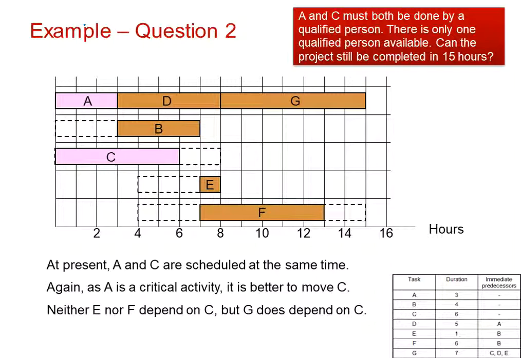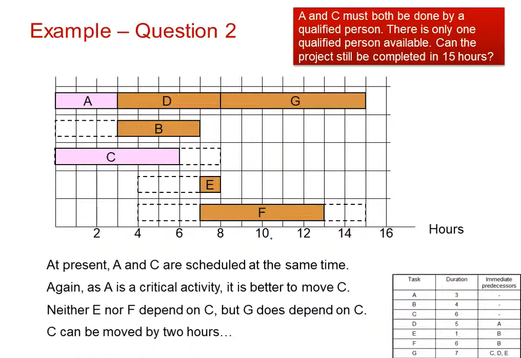Neither E nor F depend on C, but G does depend on C. So when we move C, we will also have to, at some point, move G. And we can see from the diagram, G follows C, D and E. So moving C will require the movement of G.